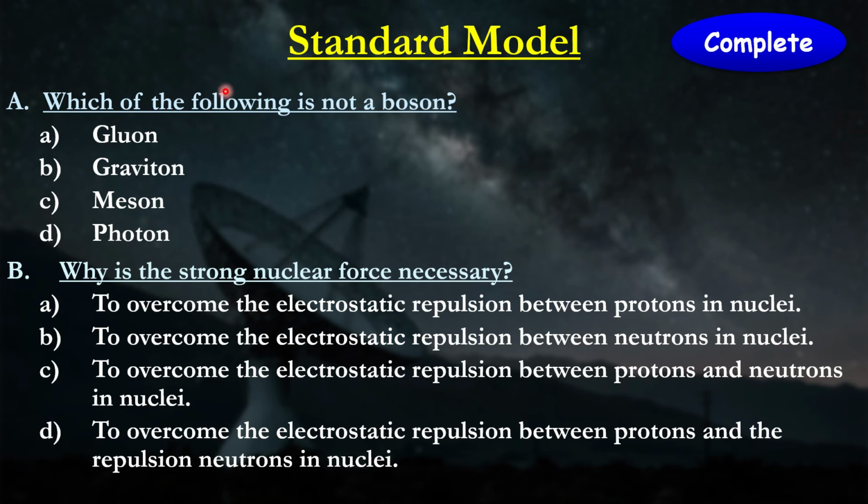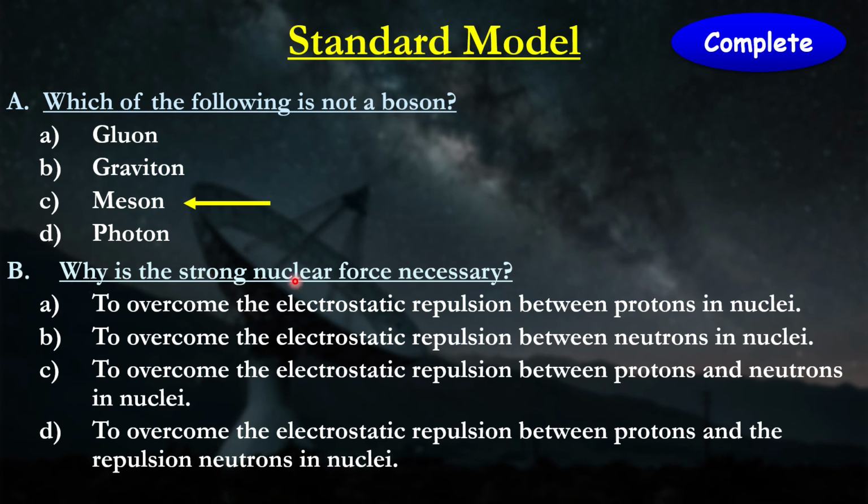When it comes to quickly looking at types of bosons, which of the following is not a type of boson? The answer would be a meson. A meson is an example of a hadron, so a combination of a quark and antiquark.